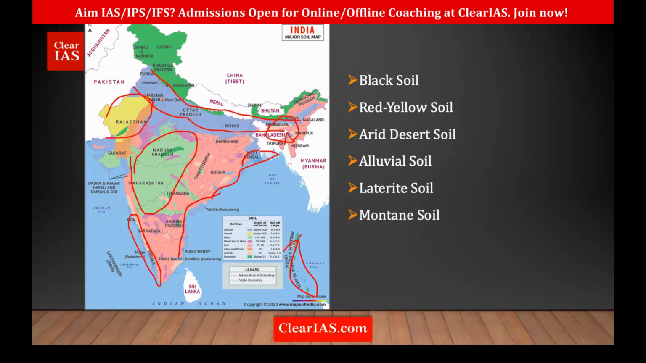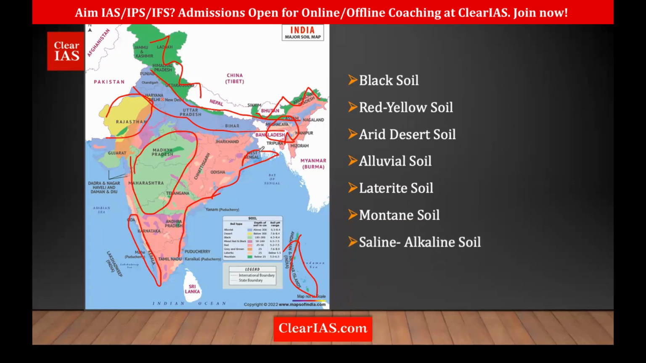Next is the mountain soil. So in the mountainous region, that is higher altitudes in India, we have the mountain soil, especially in the Himalayan region. So this part, all these are the mountain soil region. You can see the green color, that is the mountain soil. It's actually brown in color. The exact color of mountain soil is usually brown.